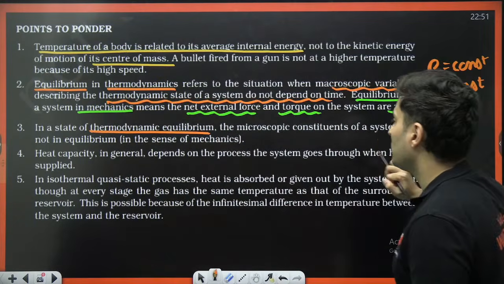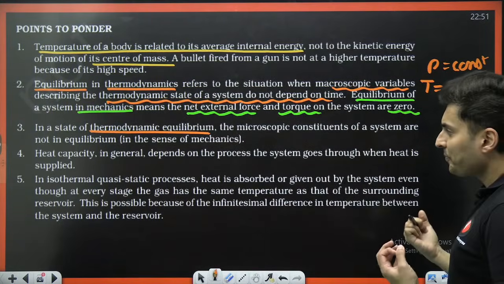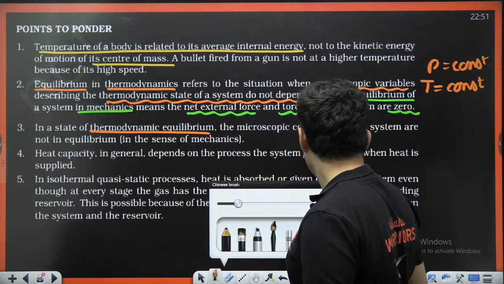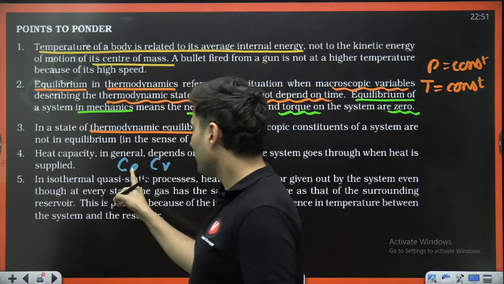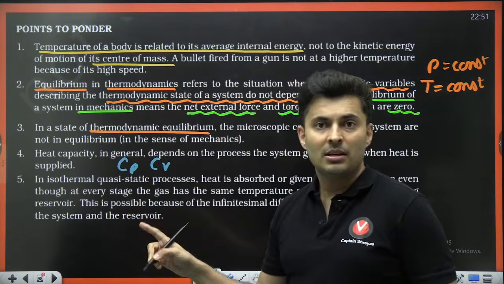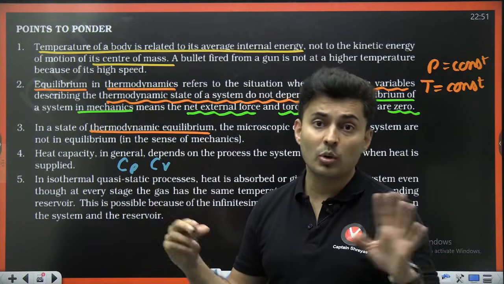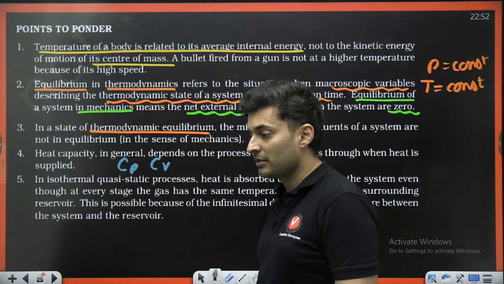Heat capacity depends on the process the system goes through when the heat is supplied. This we have seen, because remember Cp, Cv, etc. depend on the process. If it's constant pressure, Cp; constant volume, Cv. Cp and Cv are both different. Cp minus Cv is R. So that is what that fourth pointer says.